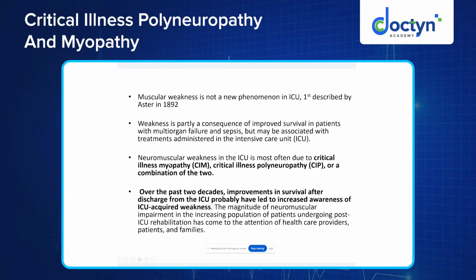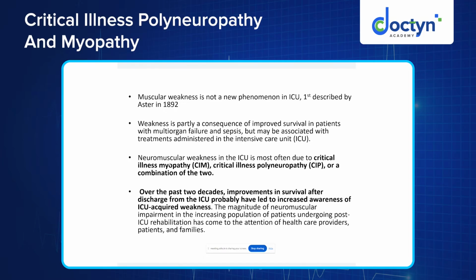So this is the standard classification. Muscular weakness in an ICU-admitted patient or a patient of critical illness is not something very new. When we deal with a critical care patient who is prolonged bedridden and immobile for a long period, muscular weakness sets in, becoming cachexic, losing a lot of body weight, with protein loss. So it is not something new. It was first described back in 1892. Weakness is partly a consequence of improved survival with MODS or sepsis, but may also be associated with treatments administered in the ICU.